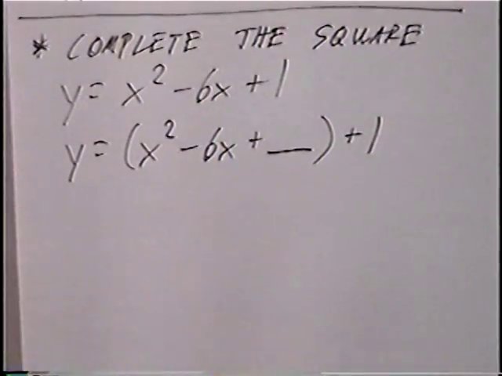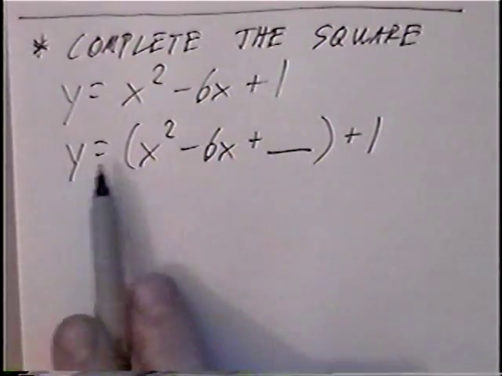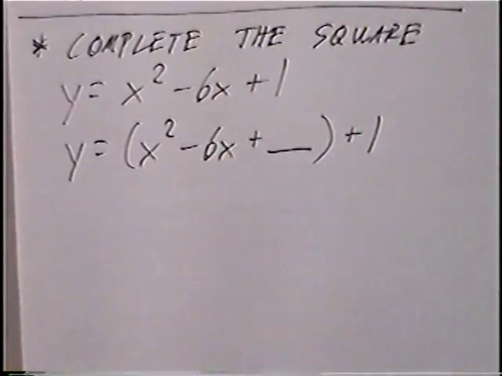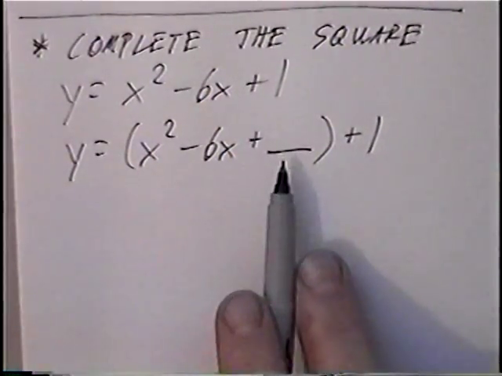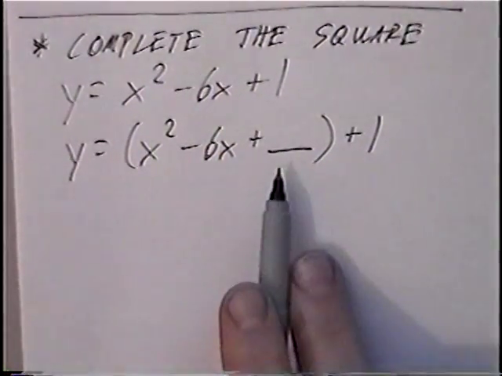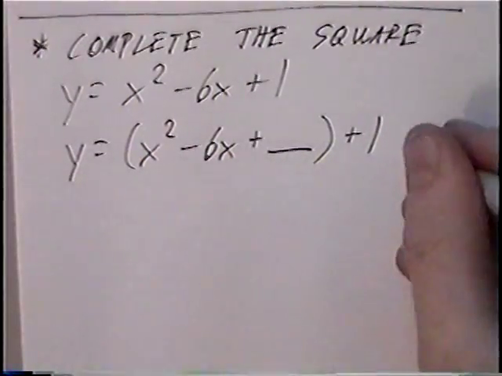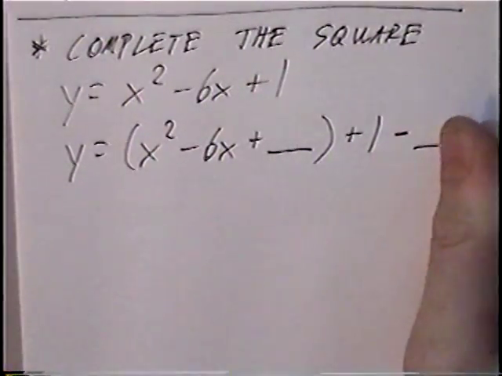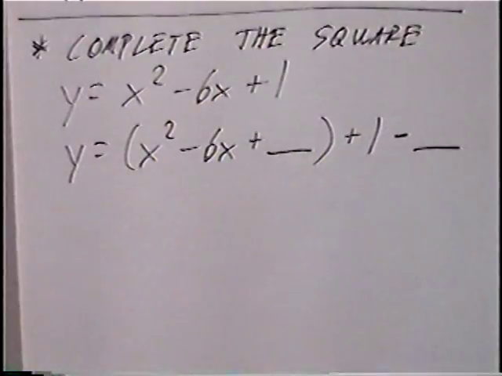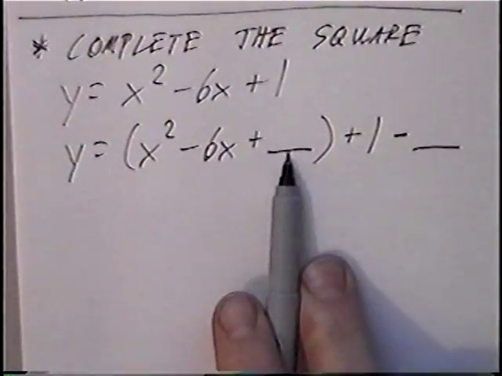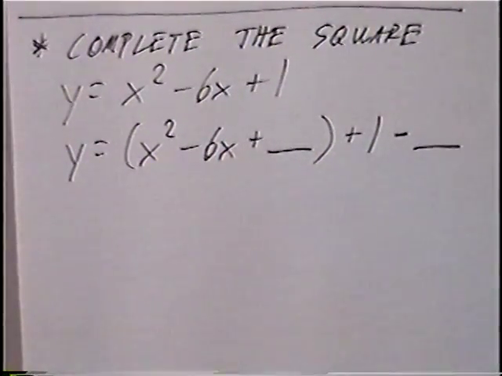When you complete the square to solve an equation, we'll add the same number to both sides. For this one, we want to leave y by itself, so instead of adding the same number to both sides, we'll add the number inside the parentheses and also subtract that same number outside the parentheses. So we'll add one number and subtract that same number, which will cancel out.